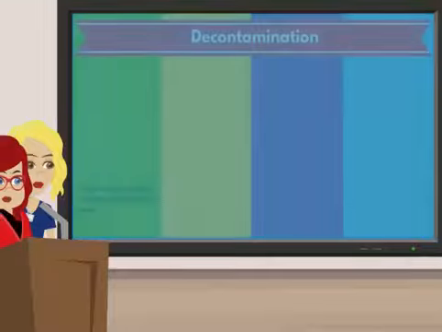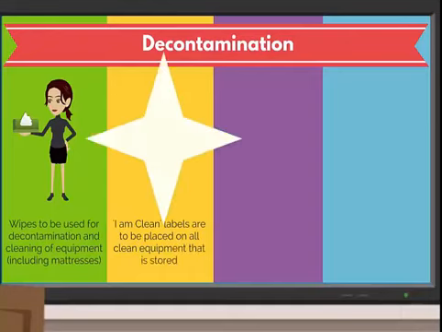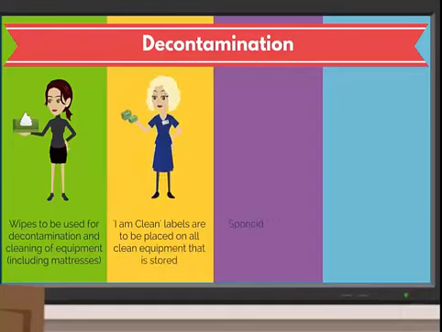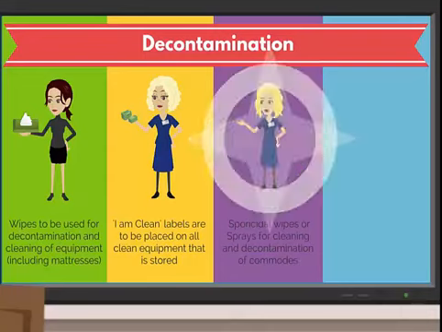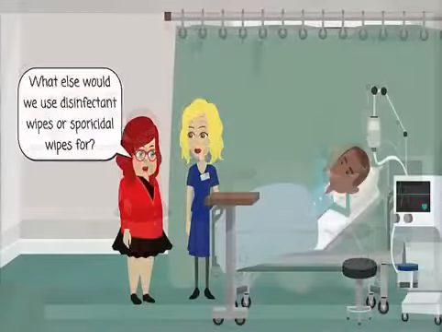Decontamination includes a whole host of resources. Let's look at them now. Wipes are used for decontamination and cleaning of equipment. Clean labels are to be placed on all clean equipment that is stored. The sprays are for cleaning and decontamination of commodes, and the spillage kits are for spills of bodily fluid.